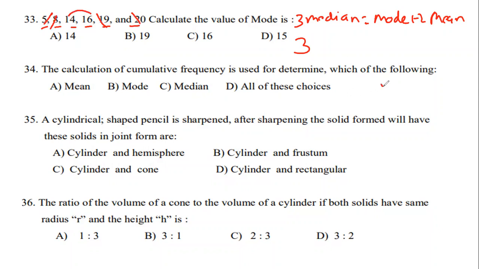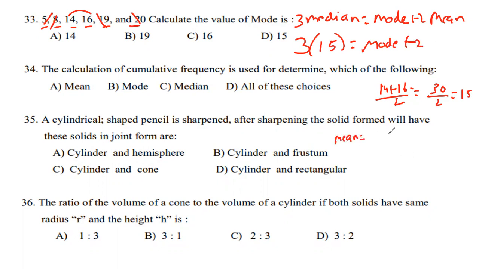14 to 15. So 14 plus 16 divided by 2. 14 plus 16 is how much? Say 30 divided by 2. It will give 15. So 3 into 15 is equal to mode plus 2 into mean. Find out the mean. Mean is equal to 5 plus 8 plus 14 plus 16 plus 19 plus 20 divided by 6. Is it right? 6 numbers are there, so that's why divided by 6.